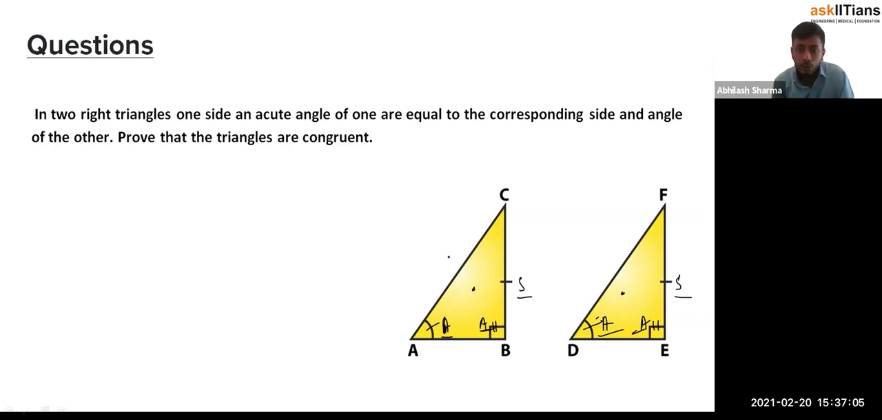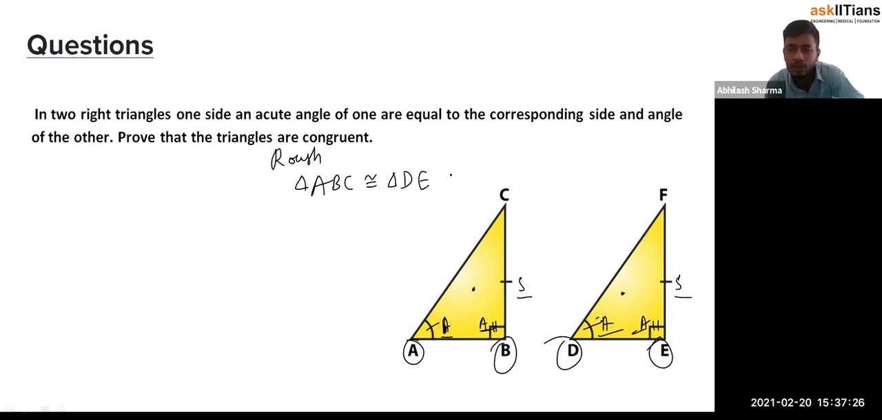That's correct. Now, in rough, let us also try to write what should be the actual congruence order. So if we write ABC, then congruent to what should come here? Look, obviously this should correspond to D because angle A equal to angle D. So D should come here. Angle B equal to angle E, both are 90 degrees. So this should correspond to this. The only thing left is this. So in rough, we already know the order.